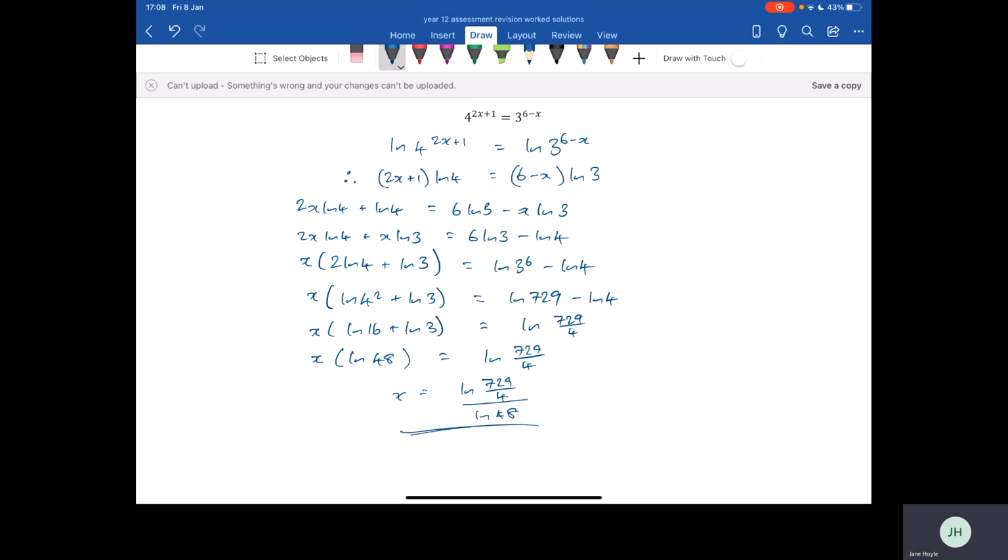And of course, can't do anything now because you have got a division of 2 separate logs. You cannot rewrite that using the power rule. If you've got a subtraction of 2 separate logs, as here, you can write that as log of 2 things divided, but we can't do the other way around.